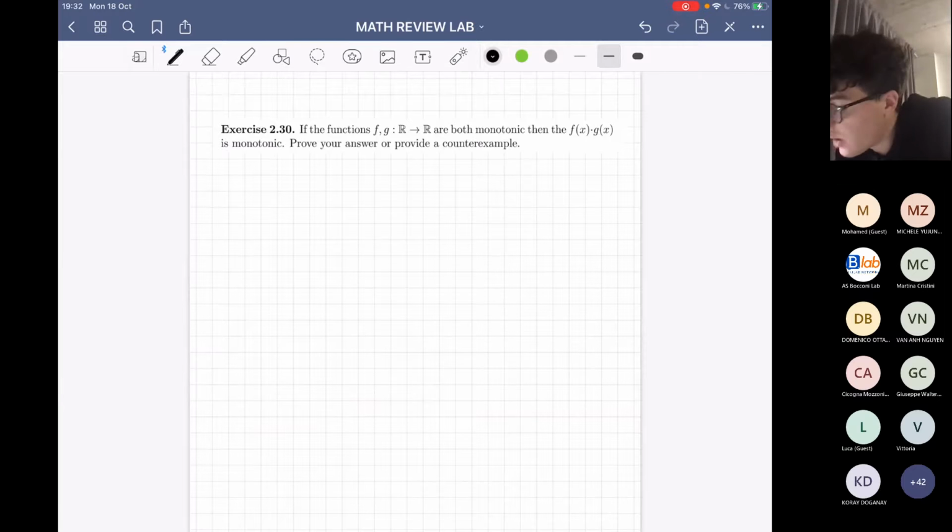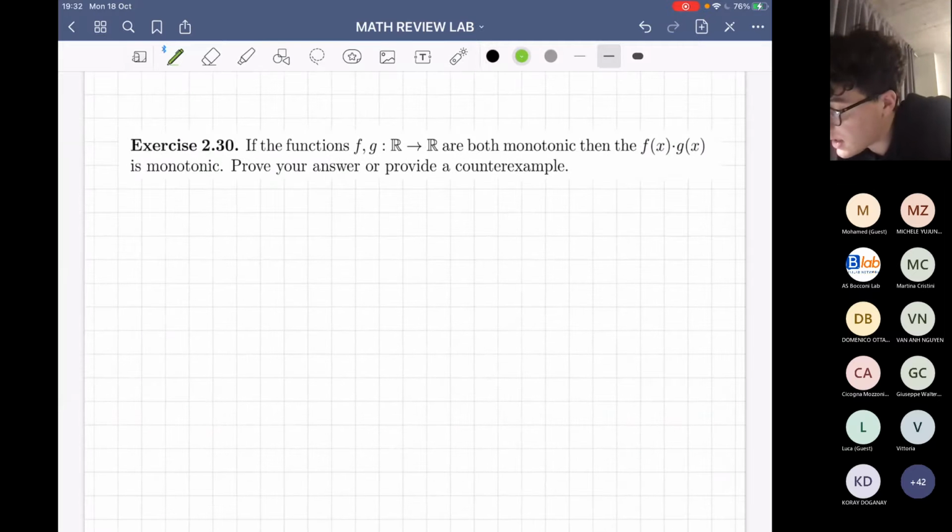We have to prove that they are both monotonic functions. If f and g are both monotonic, then also their product, f of x times g of x, is monotonic. But how can we prove it?